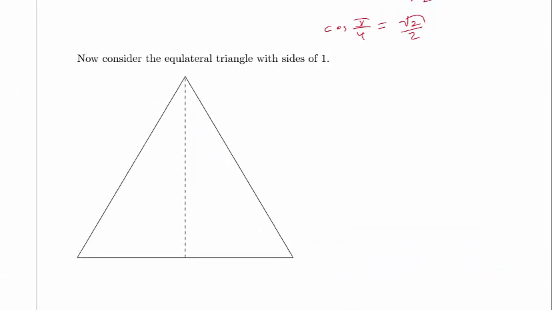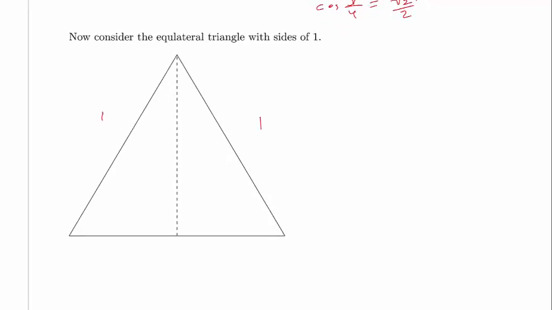Now consider the equilateral triangle with sides of 1. So that means this side is 1, this side is 1, and note we've got this bisector here. It's an equilateral bisector because we got 2 equal parts, so we've got 1/2 from there and 1/2 to here. Okay. Next thing we want to do is figure out, okay, what are all the angles?